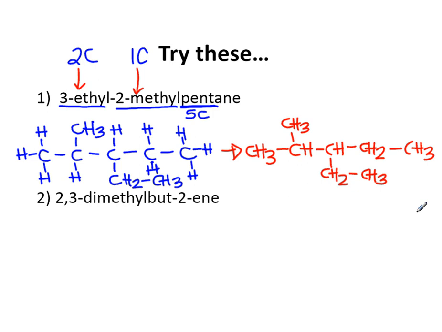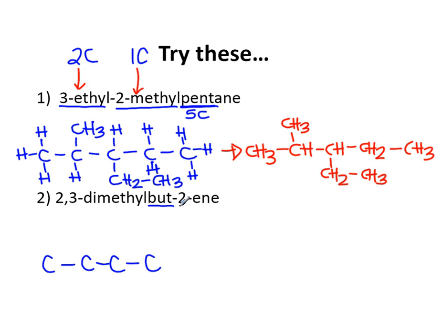So if you want to try drawing one out, pause the video and see if you can draw example number 2, 2,3-dimethyl butene. Sounds intimidating again, but break it down first with your main chain and then add in your branches and other functional groups. All right, so let's try this one out. I'm going to start with but. 1, 2, 3, 4. 4 carbons.